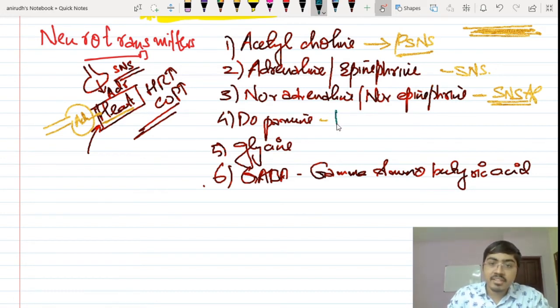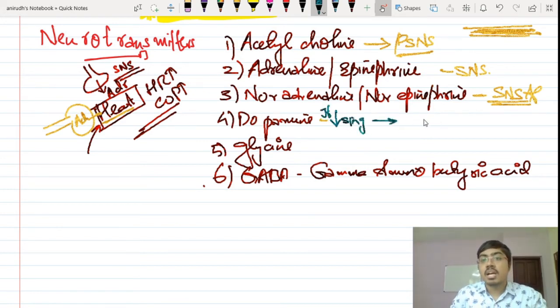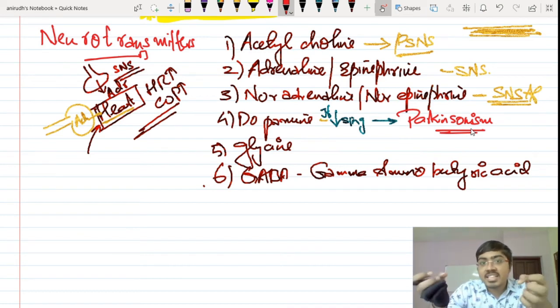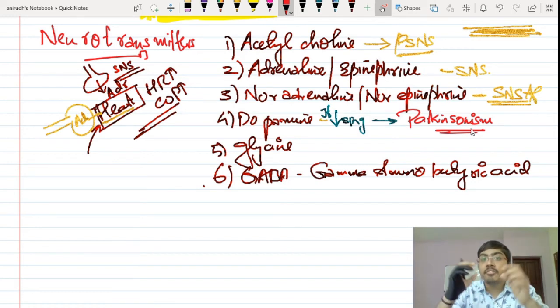If the dopamine level is decreasing, it can lead to a disease, we all know that, Parkinsonism. The movement of the body will decrease, the muscular movement of the body will decrease, the activity of the man is going to decrease, and the activeness of the man is going to decrease. You will have an expressionless face.